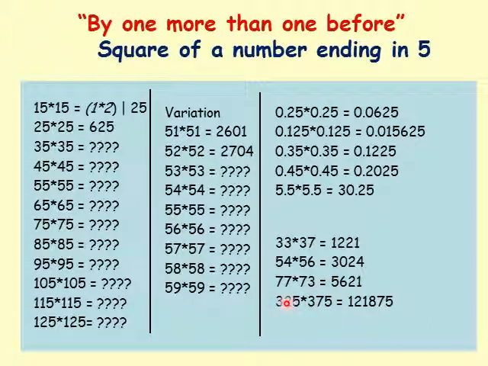325 times 375. Here the last two digits, 25 and 75, add up to 100. So it's 3 times 4, which is 12, on the left. On the right is 25 times 75. I say 1875. You could split that 25 times 75 into 25 times 3 times 25, and 25 squared is 625. Then 625 times 3 is 1875. So it is 121875.